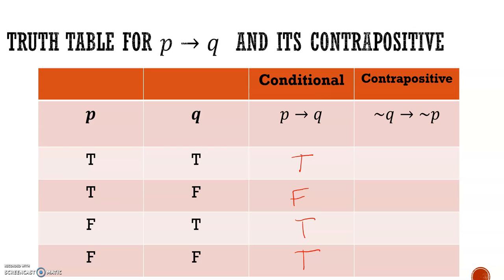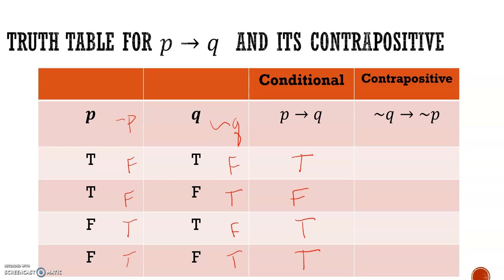The contrapositive is not Q implies not P. I'm just going to go ahead and add a not P column here. False, false, true, true. And a not Q. It's going to be false, true, false, true.